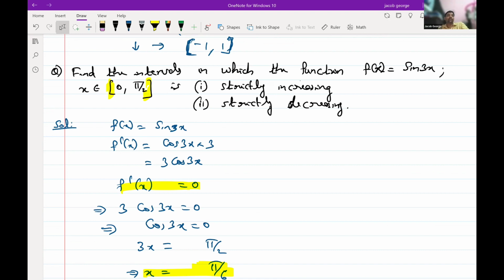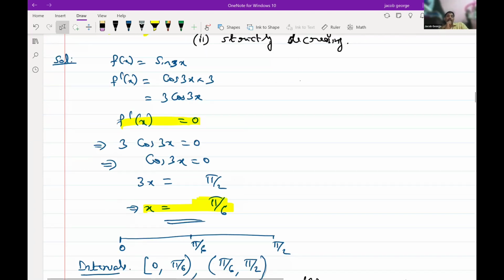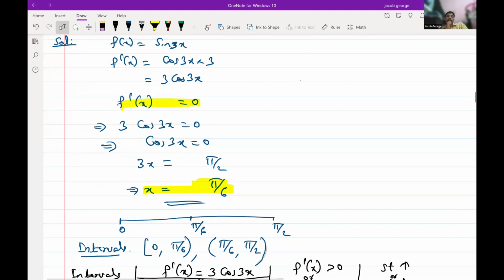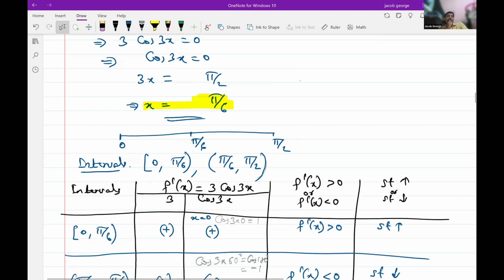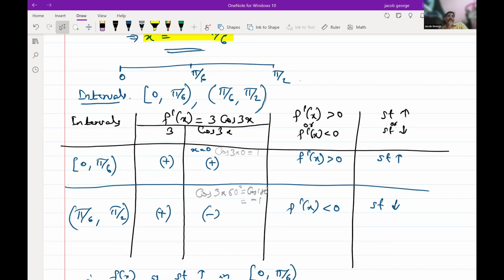Here f of x is sine 3x. Here also we do the same pattern, f dash x, cos 3x into 3, that is 3 cos 3x. Then f dash x equated to 0. Cos 3x is 0. Or 3x is pi by 2, x is pi by 6. Then we could break the intervals like the 0 to pi by 6 and pi by 6 to pi by 2.